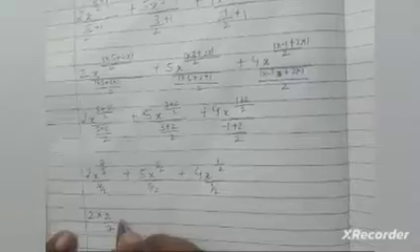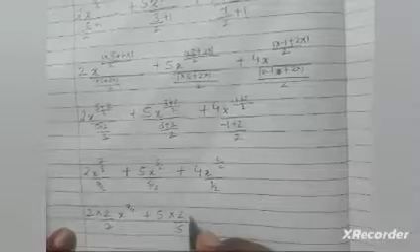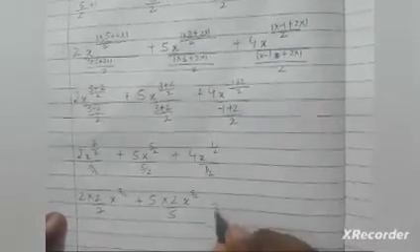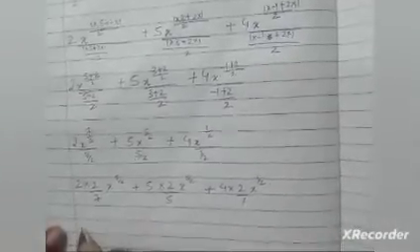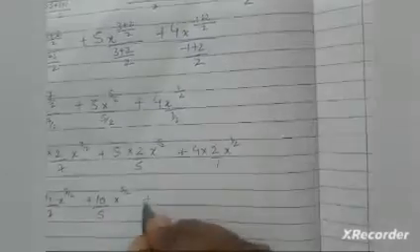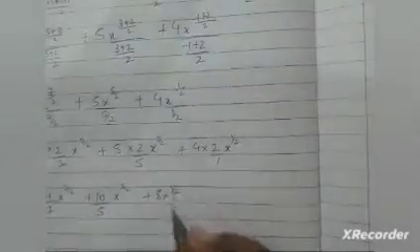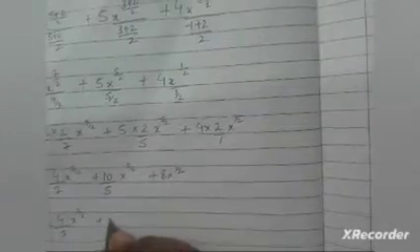Now this 7 by 2 will be 2 by 7, x raised to 7 by 2. Similarly 2 by 5 x raised to 5 by 2 plus 4 into 2 by 1 into x raised to 1 by 2, then 4 by 7 x raised to 7 by 2 plus 10 by 5 x raised to 5 by 2 plus 8 x raised to 1 by 2, and last step is 4 by 7 x raised to 7 by 2 plus 2 x raised to 5 by 2 plus 8 x raised to 1 by 2 plus c.